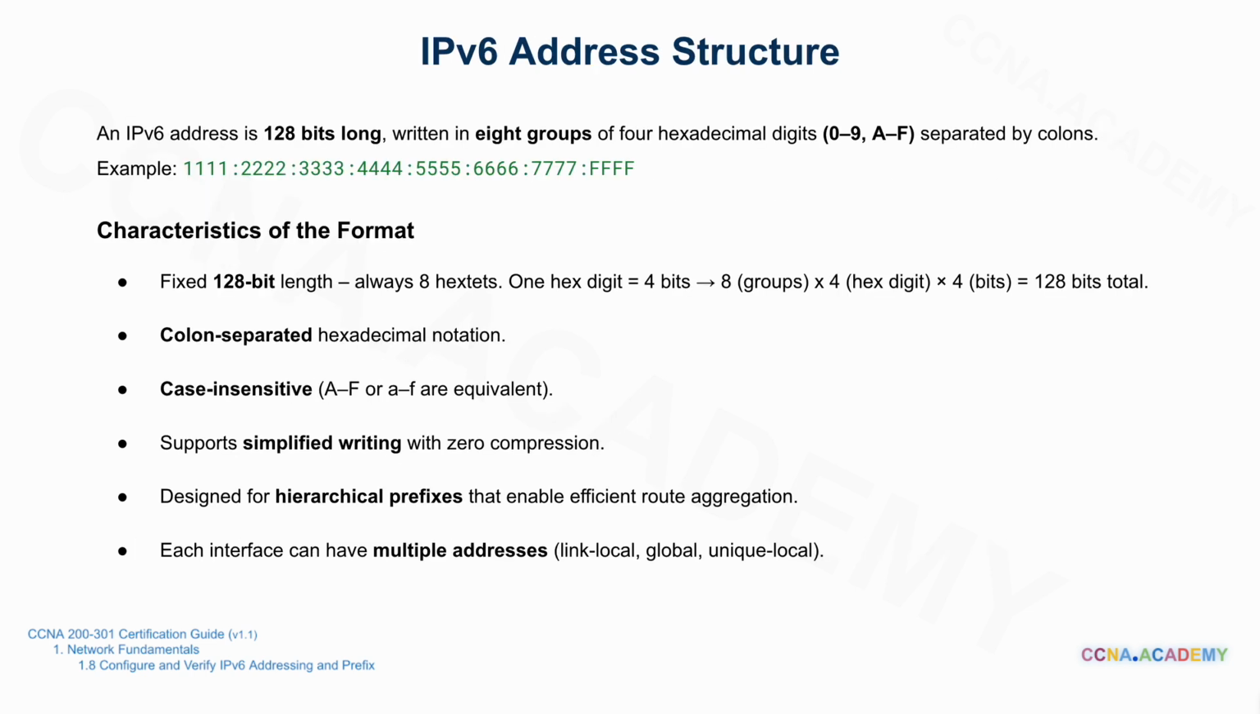An IPv6 address is 128 bits long, written in 8 groups of 4 hexadecimal digits separated by colons. Each group, or hextet, equals 16 bits. IPv6 is case-insensitive, supports zero compression, and is designed for efficient, hierarchical routing. Each interface can have multiple addresses, for example, link local, global, or unique local.